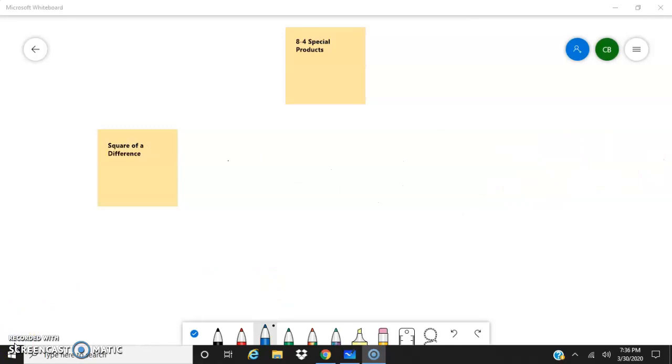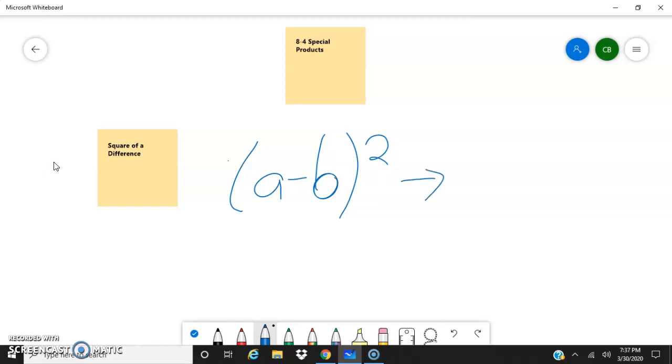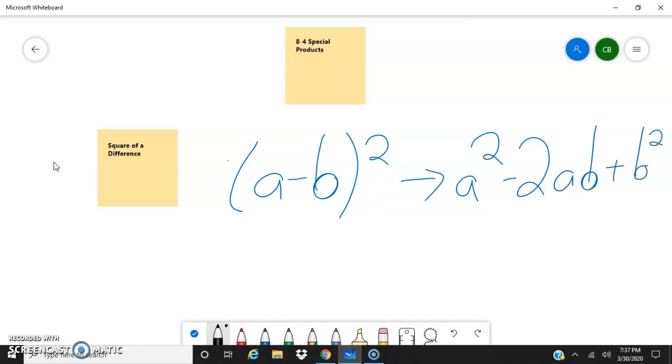Alright, and the next one that we're going to be seeing today is called a square of a difference. That's going to be given to us in the form a minus b all squared. Whenever we FOIL that out, our solution is going to be in the form like this: a squared minus 2ab plus b squared. We'll see more of that answer whenever we actually get into FOILing that out.